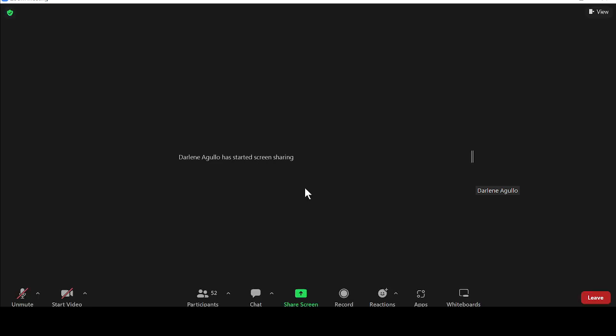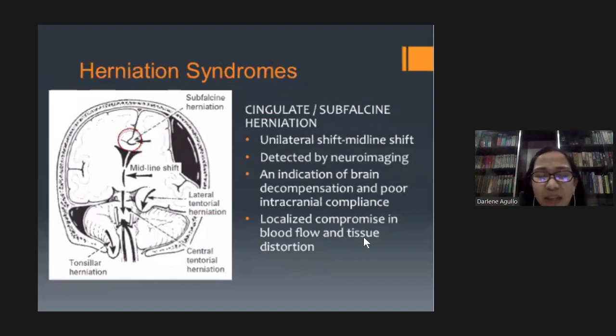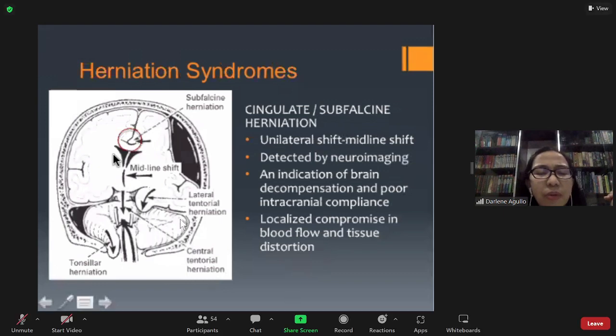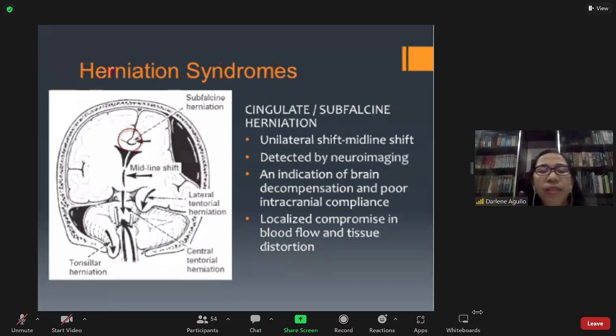And you have neck stiffness if you have cerebellar tonsillar herniation. So matigas yung leeg. Kala mo nagme-meningitis na, nag-herniate na pala. So these are the herniation syndromes. We'll refer to this caricature from time to time. First, we'll discuss cingulate or subfalcine herniation.